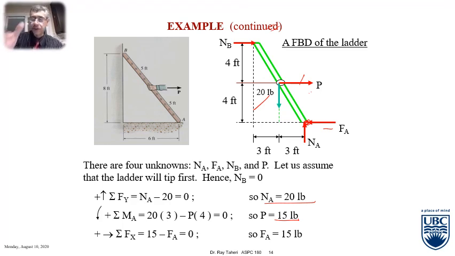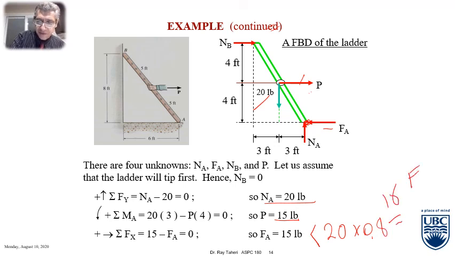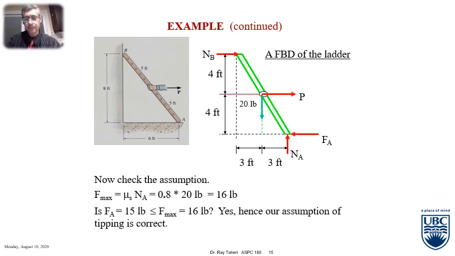If the force of friction is 15, we know that for tipping to happen, the force of friction should be smaller than mu s N. N A is equal to 20, the friction coefficient is 0.8, and the maximum friction is 20 multiplied by 0.8, which is 16. Therefore, it adds up, because the force of friction we calculated, 15, is smaller than 20 multiplied by 0.8, which is 16, F max. So the assumption that we made is correct.